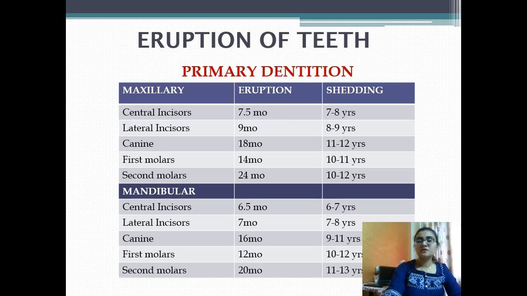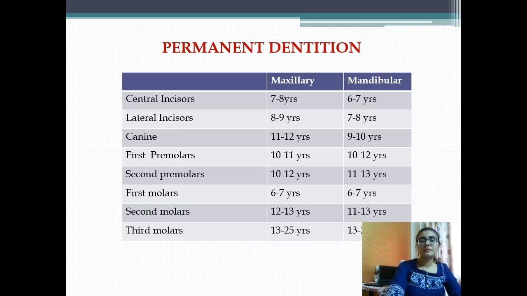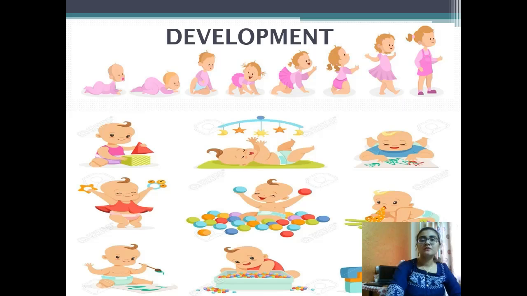So is the eruption of teeth. There are two kinds of dentition in kids: primary dentition and permanent dentition. And the age of 6 to 7 years is the age of mixed dentition. There are mixed teeth present in the mouth of the baby. And you have to go through these, nothing more important from our point of view.